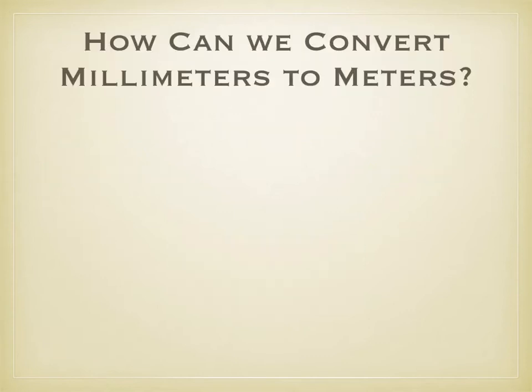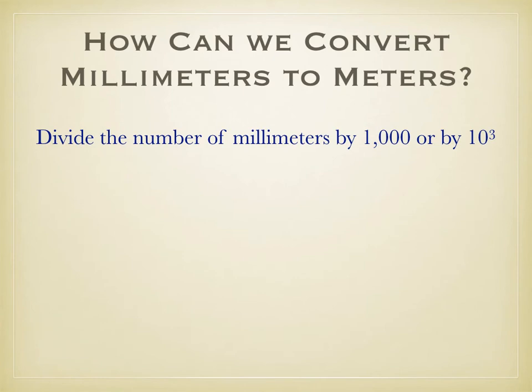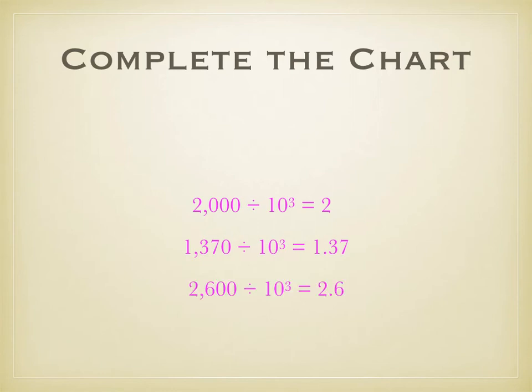So what about doing millimeters to meters? Well, you divide the number of millimeters by 1,000 or by 10 to the third power. So we're going to complete the chart. We have 2,000 divided by 10 to the third equals 2. 1,370 divided by 10 to the third equals 1 37/100 of a meter. And 2,600 divided by 10 to the third equals 2 6/10.